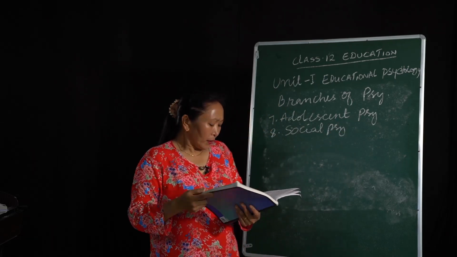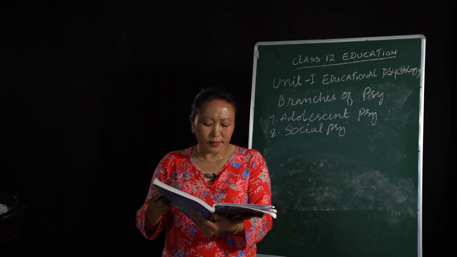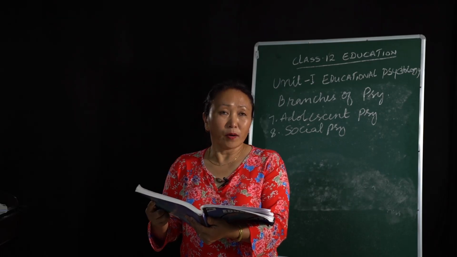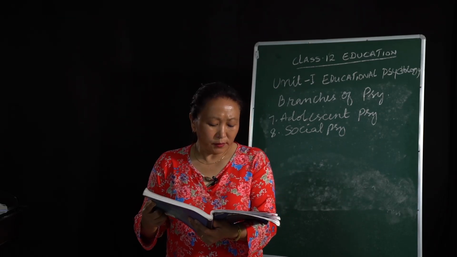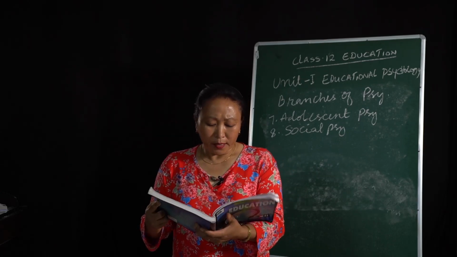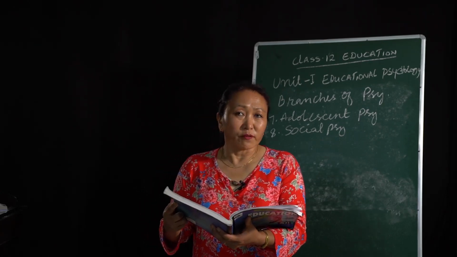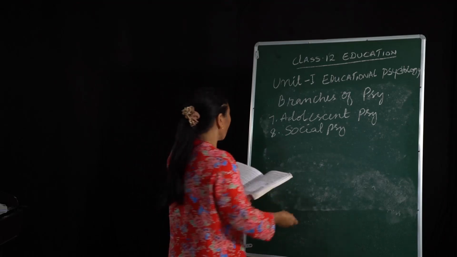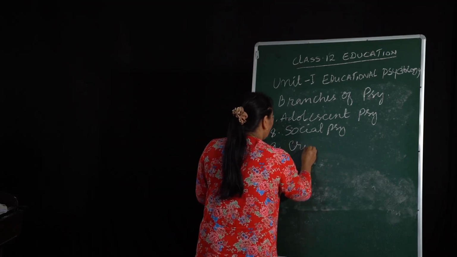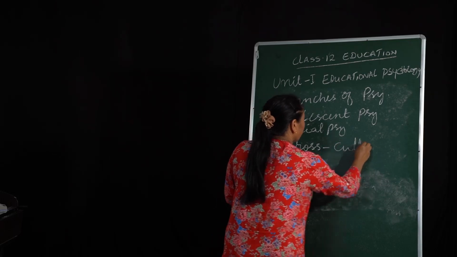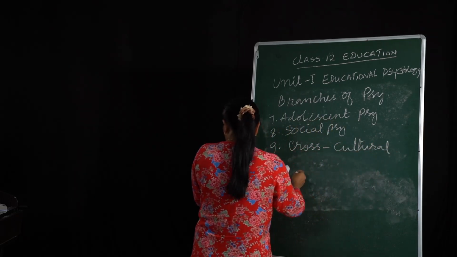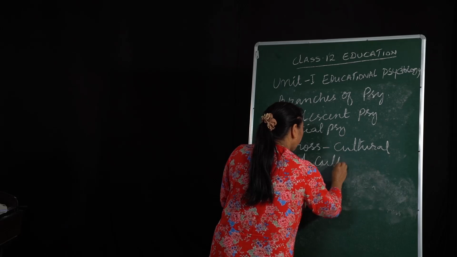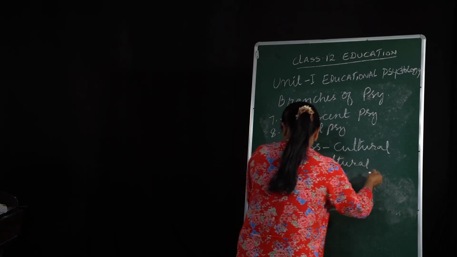Social psychology. Social psychologists are interested in such topics as attitude, conformity and obedience to authority, interpersonal attraction, helping behavior, prejudice, aggression, social motivation, intergroup relations, and so on. And number nine, cross-cultural and cultural psychology.